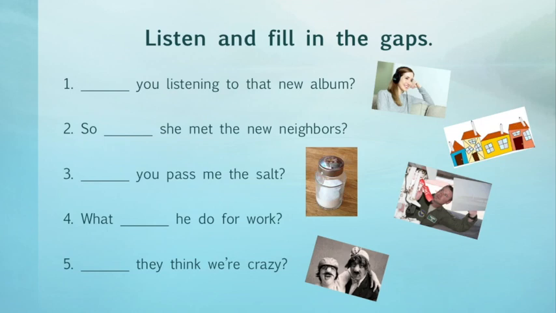Number 3. Can you pass me the salt? Could you pass me the salt? Can you pass me the salt? Number 4. What does he do for work? What does he do for work? What does he do for work? Number 5. Will they think we're crazy? Will they think we're crazy? Will they think we're crazy?